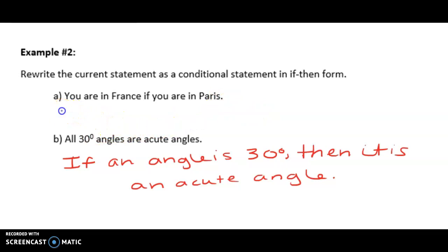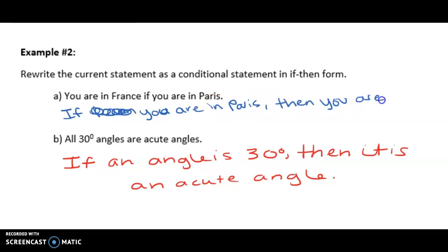So let's write it as, if I am, or if, I guess we'll stay consistent with what they have, if you are in Paris, comma, then you are in France. Okay, hopefully this isn't too difficult for you.